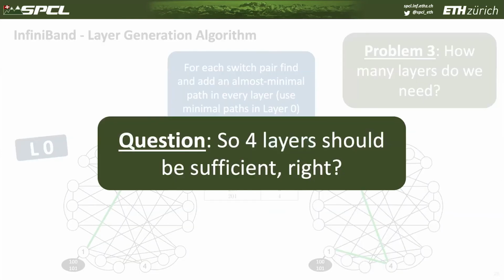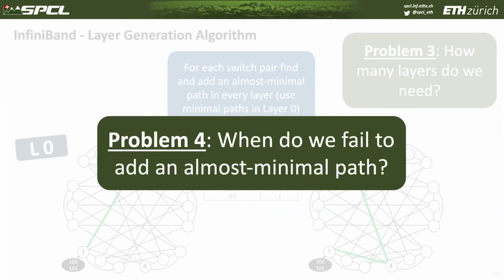And intuitively, one would think now 4 layers should be sufficient, correct? Because we can always only use powers of 2, since we use this masking of bits in the address. So 4 layers should be sufficient to achieve this goal of these 3 disjoint paths to avoid the flow collisions Maciej presented. Unfortunately, this is not quite the case, because in some instances, we do fail to insert an almost minimal path into a given layer for a given switch pair.